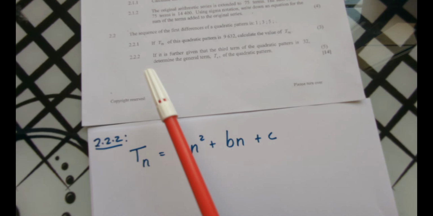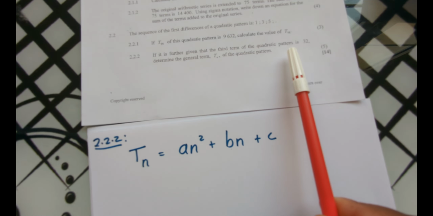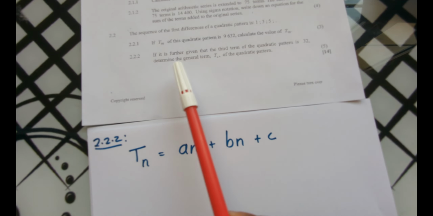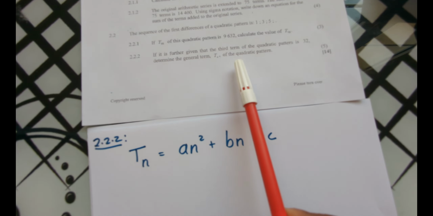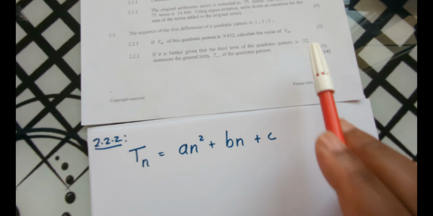The next part says, if it is further given that the third term of the quadratic pattern is 32, determine the general term Tn of the quadratic pattern. So we are told that the third term is 32.